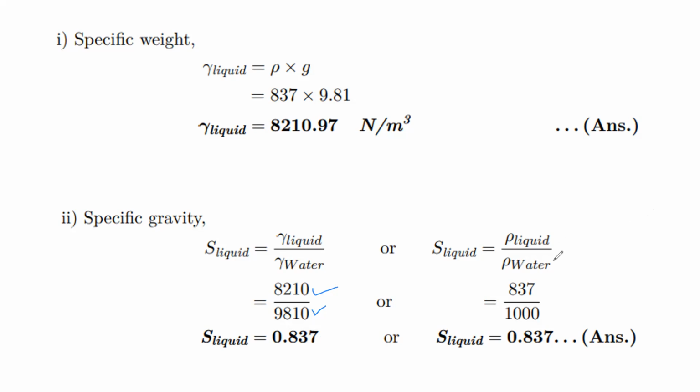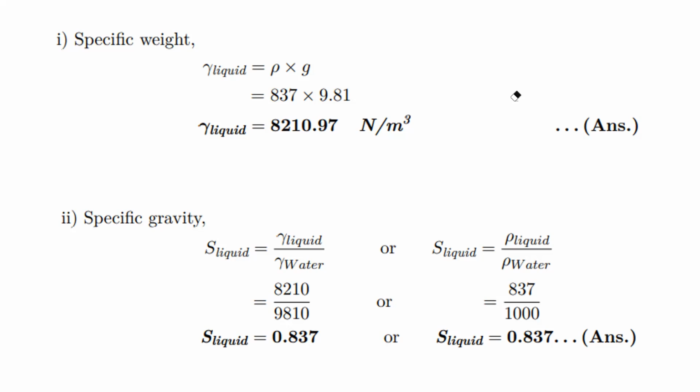Similarly, rho liquid by rho water. Density of the liquid given in the problem is 837 and density of water is 1000. We know that it is a standard fluid. So that also gives you the same value. So you can use either this method or this method, so that both the answers are the same. Okay. So the first answer is over, specific weight. The second answer is also over.